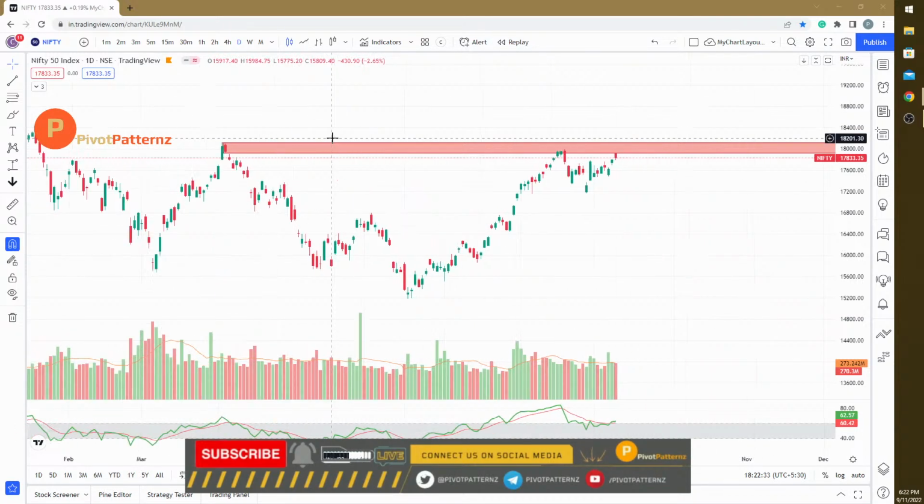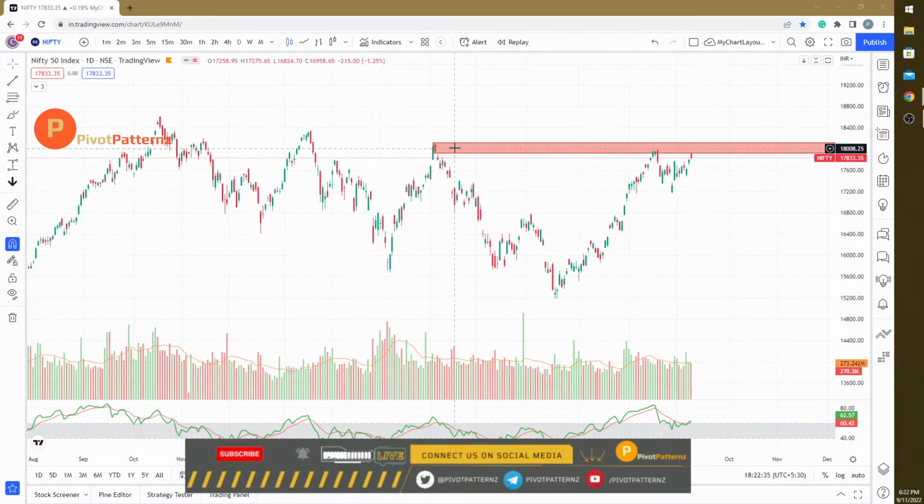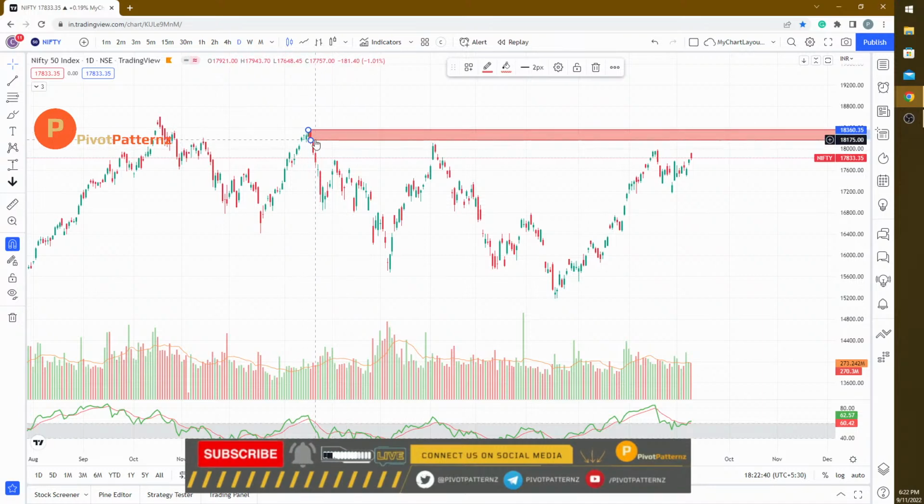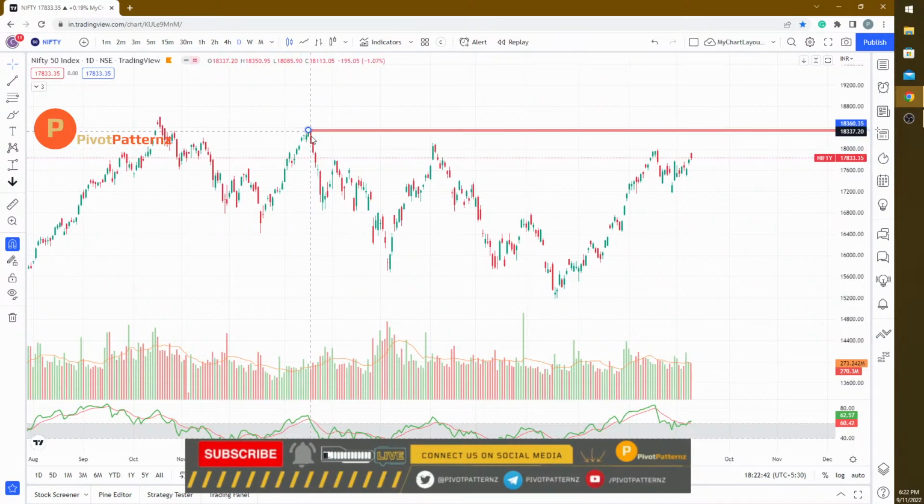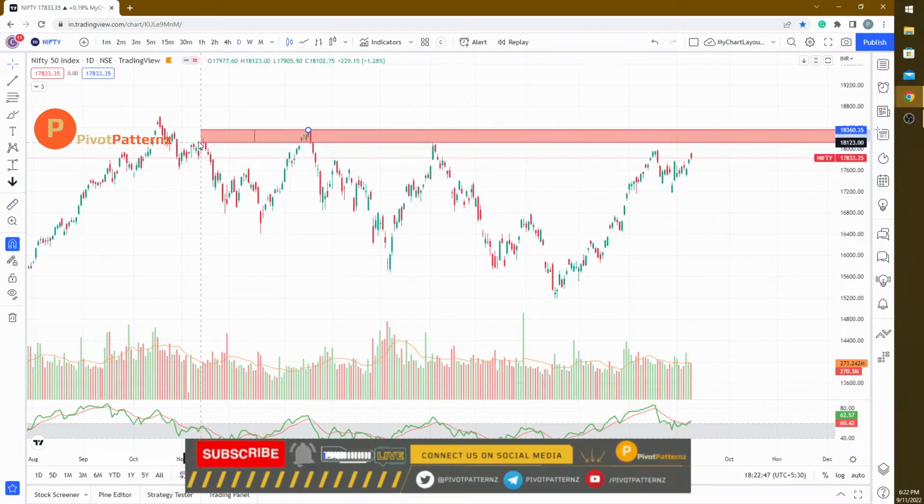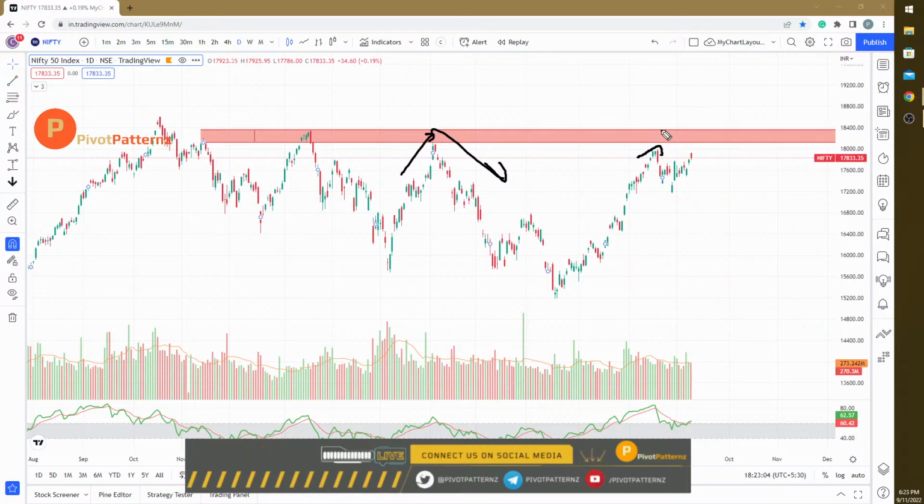Yes, I think everything is sorted right now. So the first thing is there is a clear supply here. This is the first supply which Nifty has to clear. The first time Nifty approached here, it got rejection here, and then now it was trying to approach this zone, right?